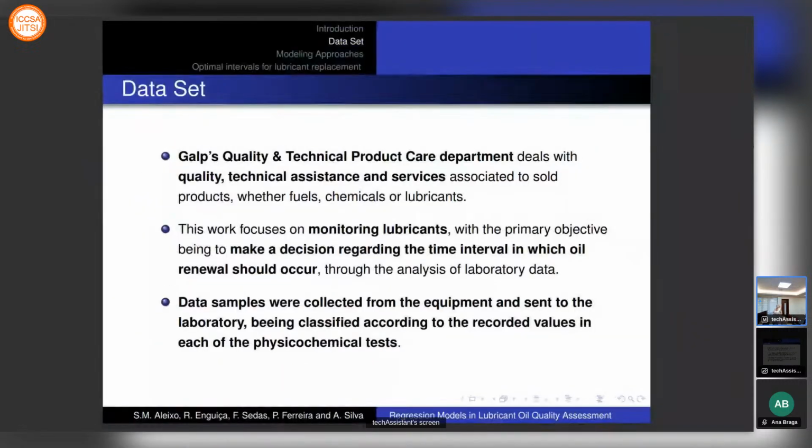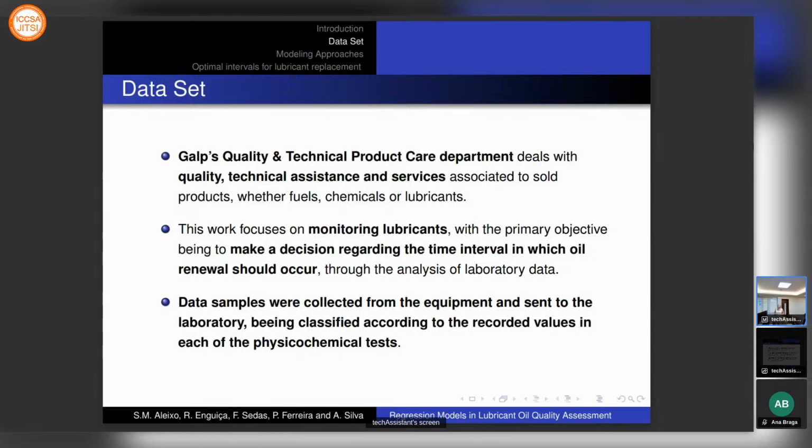Let's talk about the data set. The technical department of Galp deals with quality, technical assistance and services associated with sold products, whether fuels, chemicals, or lubricants. And this study focuses on monitoring lubricants with the principal aim to make a decision regarding the time interval in which the oil renewal should occur, through the analysis of laboratory data.